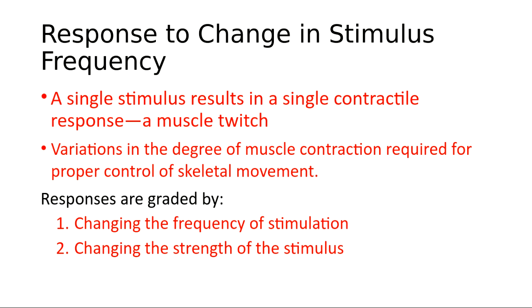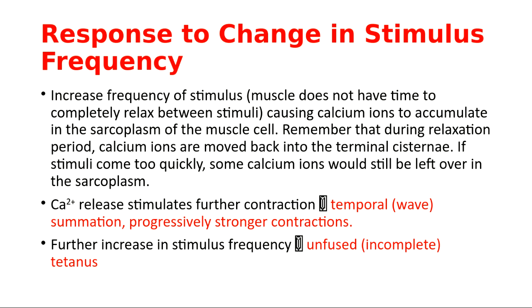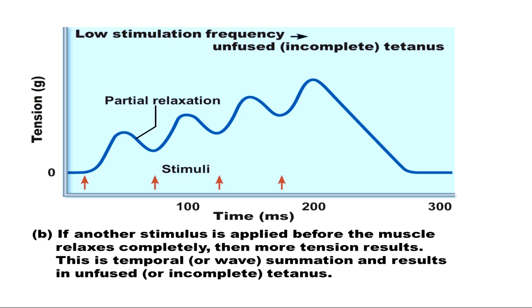Okay, so know what a twitch is. Know what we mean by incomplete tetany. Incomplete tetany is what happens when we stimulate a muscle repeatedly over a short period of time. So the muscle contracts and begins to relax, but before it has completely relaxed, we stimulate again. So now more calcium is released into the system, and the next stimulus will create a stronger contraction.